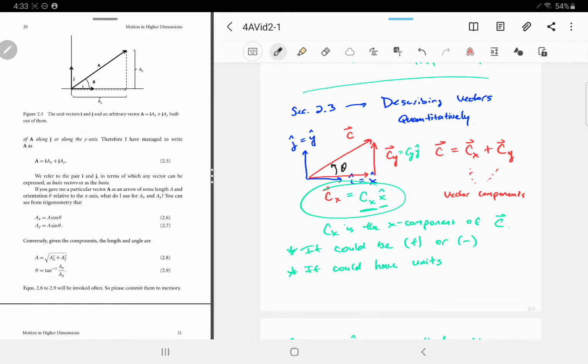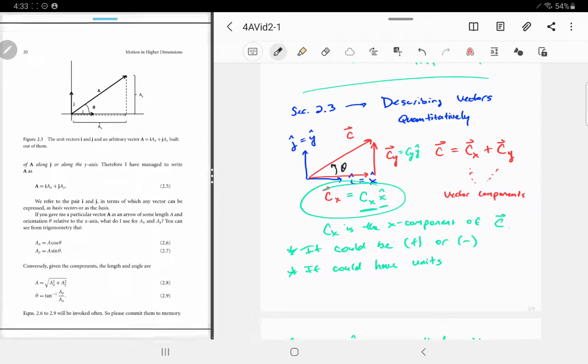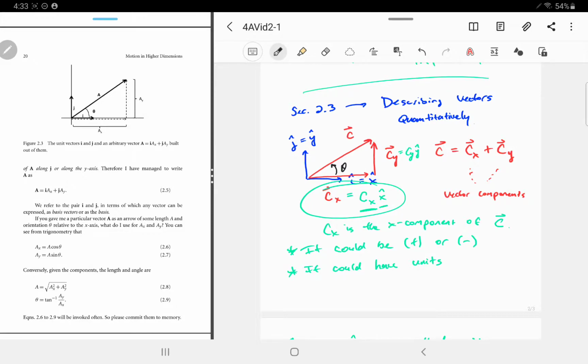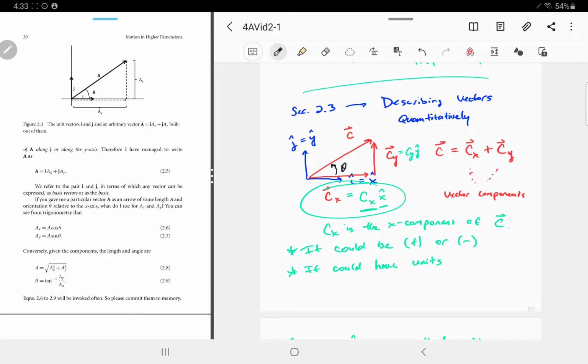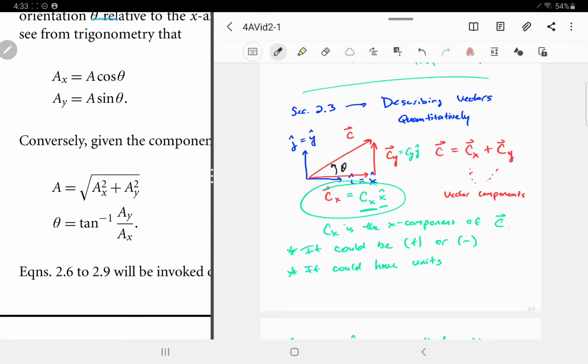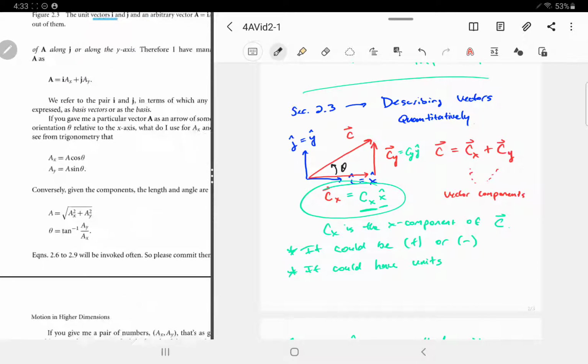2.9, you've got to be a little careful because if you look at this picture, there's nothing stopping theta from being in the third quadrant. So let's say theta is 210 degrees. If theta is 210 degrees, both Ax and Ay would be negative. And if you plug that into equation 2.9, if you do arctangent of a negative divided by a negative, which is a positive, your calculator is going to spit out an angle between 0 and 90 degrees.